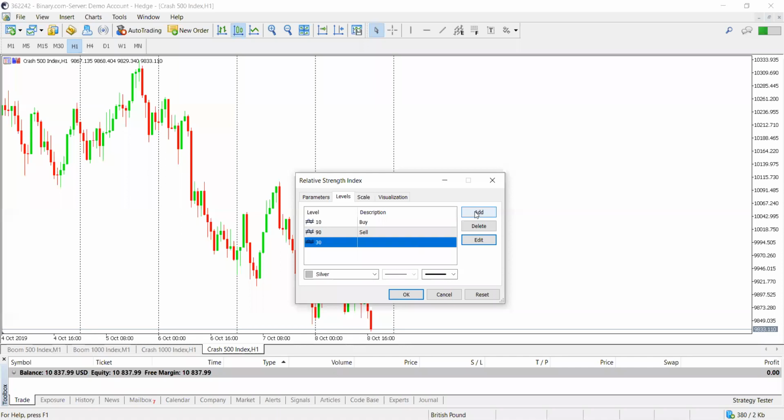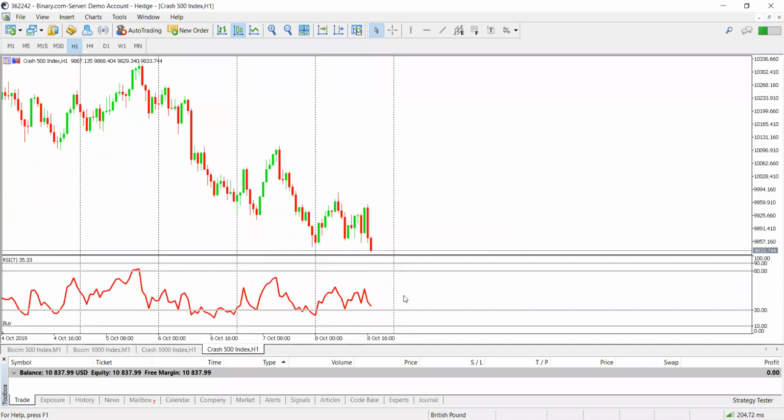I'm trying to write here. It doesn't allow me to write. But anyway, you add level 30 here, and then you write buy crash, and then you add another level here. You add level 80, and then you say maybe sell crash. Okay, you can have those levels. It doesn't mean anything. It actually doesn't mean anything.